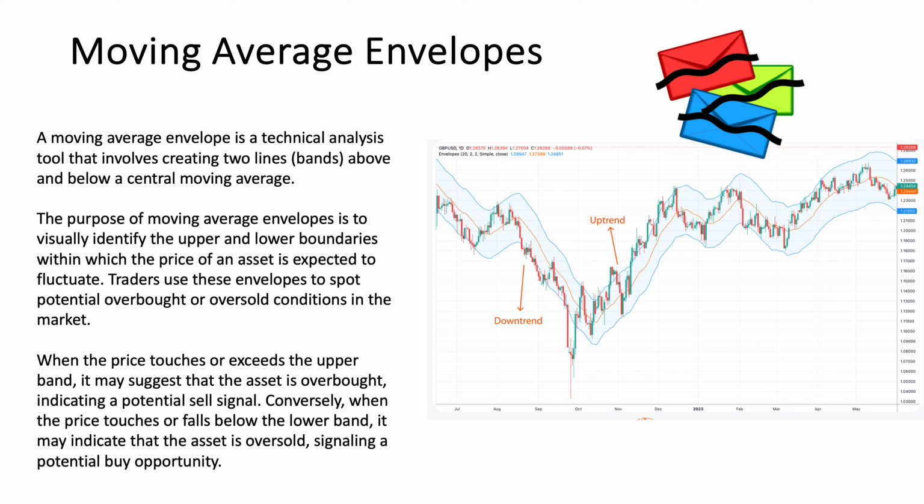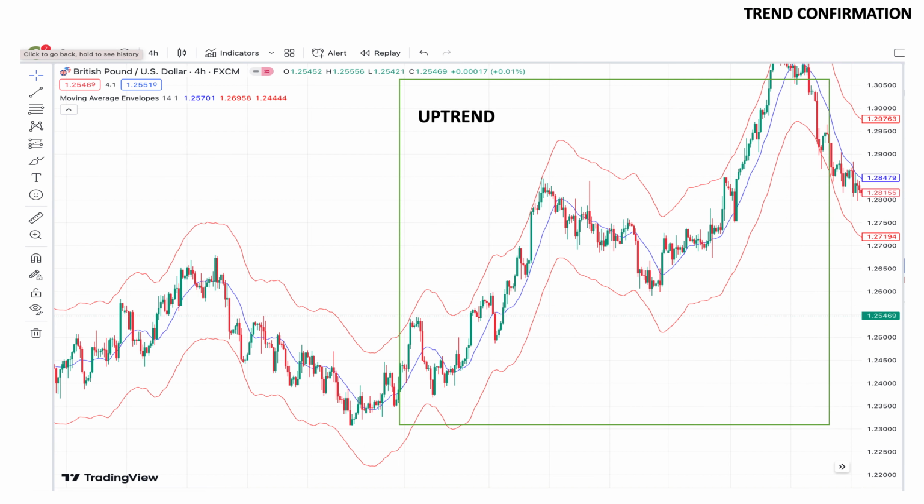Let's pinpoint the most important things for using a moving average envelope. One, it helps you confirm the trend condition. If it shows the upper band, it means it's an overbought condition, and showing on the lower band shows an oversold condition. And when the envelope moves towards the upper direction, it's an uptrend, and when it moves sideways, it's a consolidation.